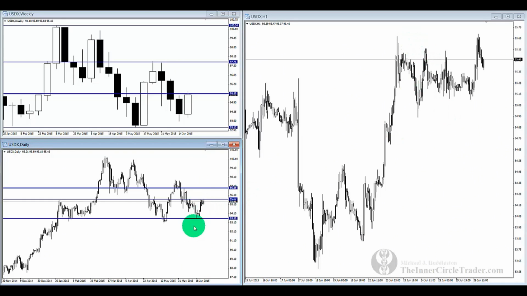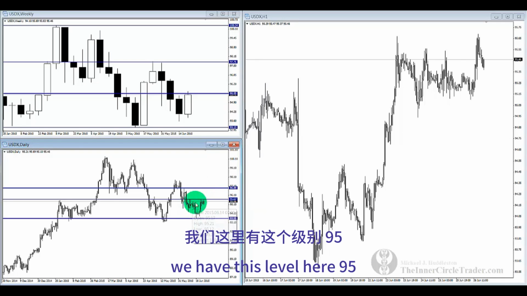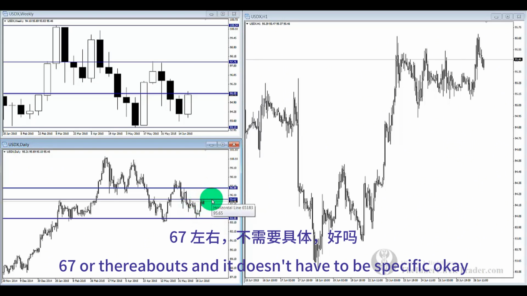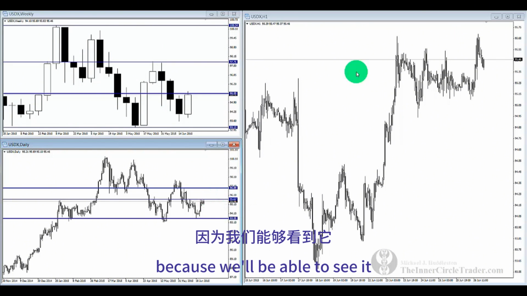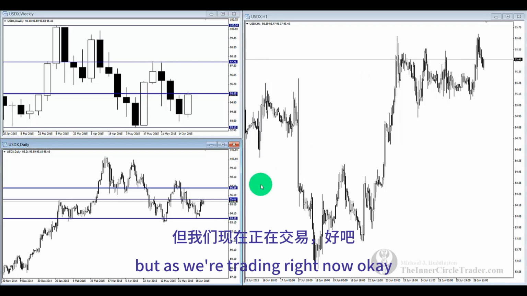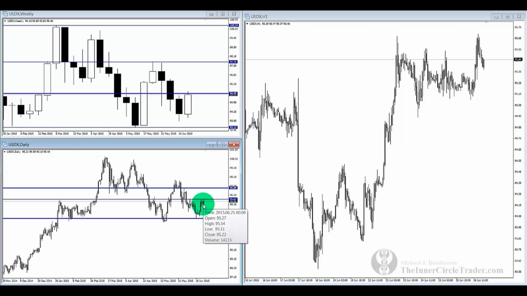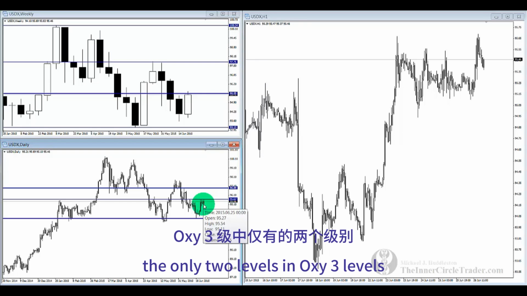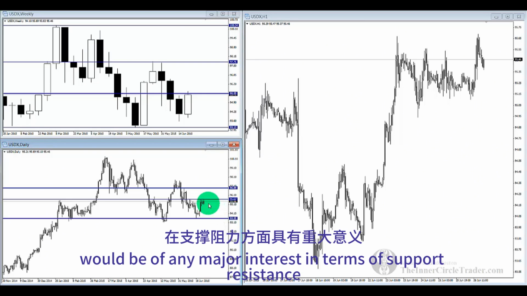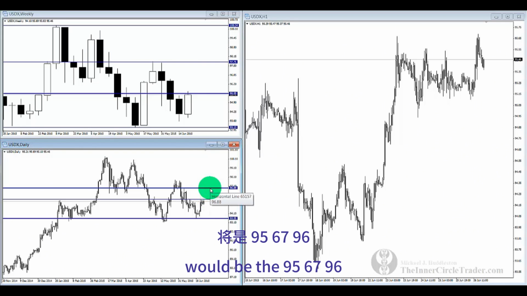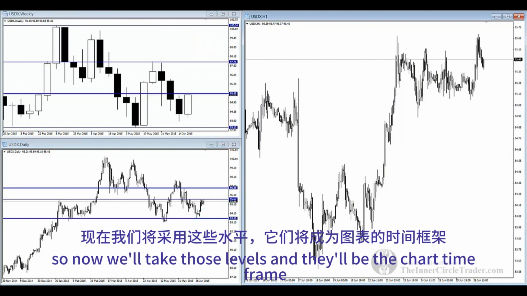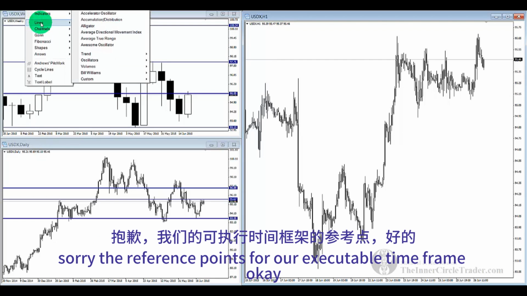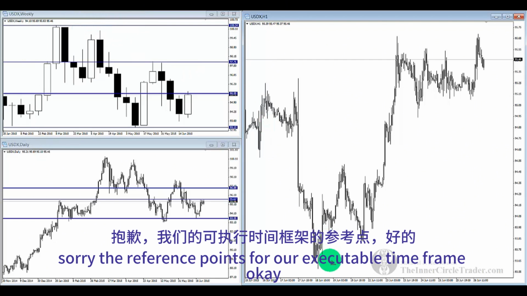Looking at the daily chart, we have this level here, 95.67 or thereabouts, and it doesn't have to be so precise on these higher time frames because we'll be able to see it fine-tuned on the lower time frames over here. But as we're trading right now, actually three levels would be of any major interest in terms of support and resistance: 95.67, 96.89, and 93.55 on the daily chart. Now we'll take those levels and they'll be the chart time frame reference points for our executable time frame.